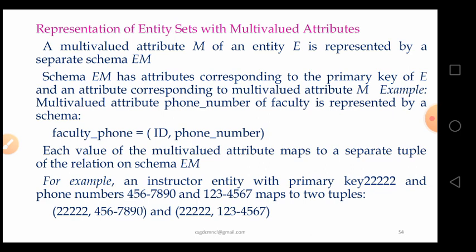Each value of the multi-valued attribute maps to a separate tuple of the relation on schema EM. For example, an instructor entity with primary key 2222 and phone numbers 4567890 and 1234567 maps to two tuples.